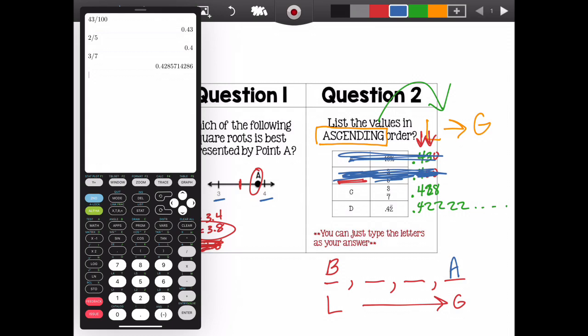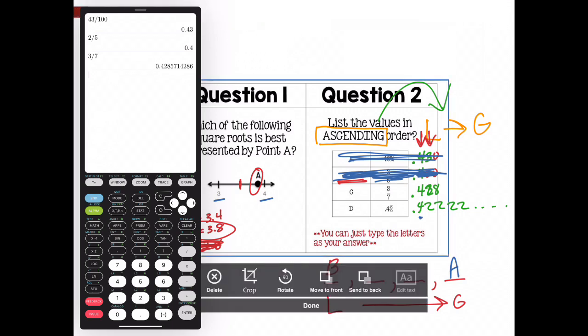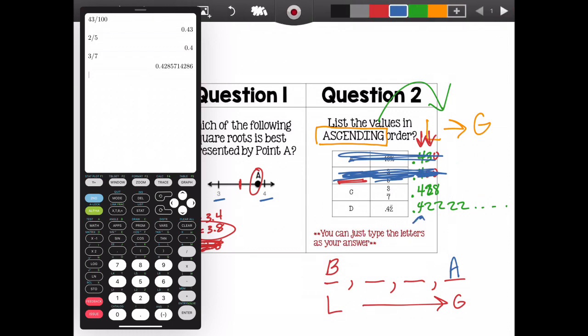Now, let's look at C and D. They're very close. We have 4s in the tenths place, so we can't compare them there. They both have 2s in the hundredths place, so we need to keep going to the thousandths place. I have an 8 and a 2, and this 2, 2, 2 keeps going. So 2 is smaller than 8, so D is going to go here, which leaves C to go here. So you should have had B, D, C, A.